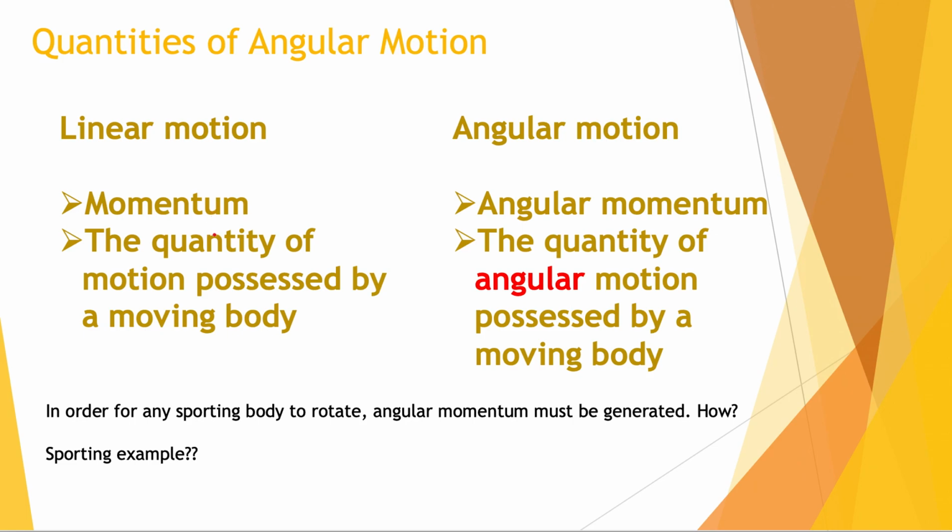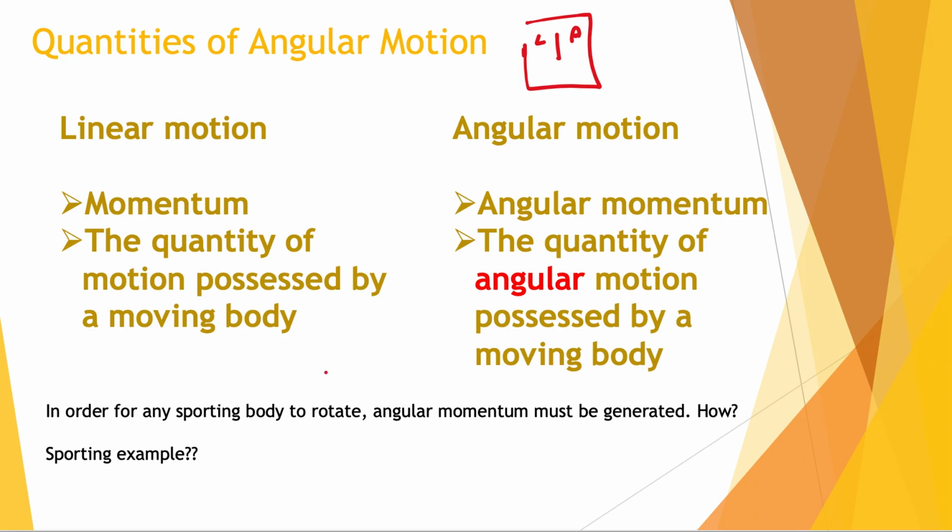Okay, finally, momentum versus angular momentum. So again, if you split your page in two so that you've got linear motion over here and angular motion over here. Last year we looked at momentum, defined momentum as the quantity of motion possessed by a moving body, and again all we need to do this year is drop in this word. So angular momentum is the quantity of angular motion possessed by a moving body. Easy. So in order for a sporting body to rotate, angular momentum must be generated.